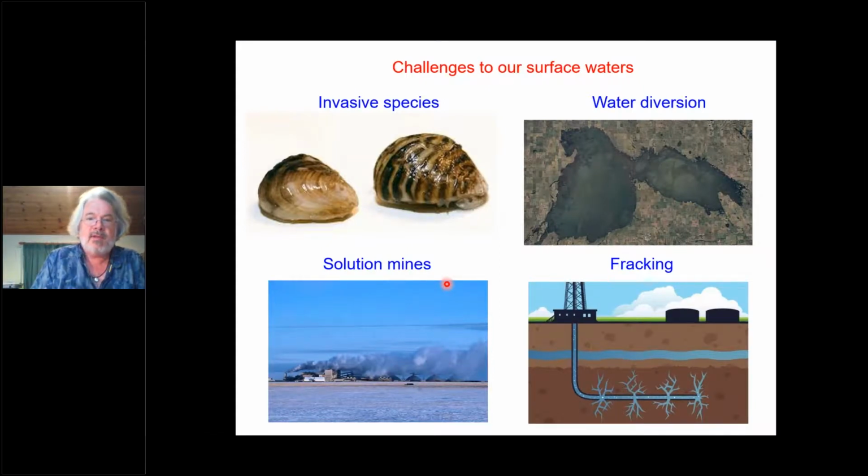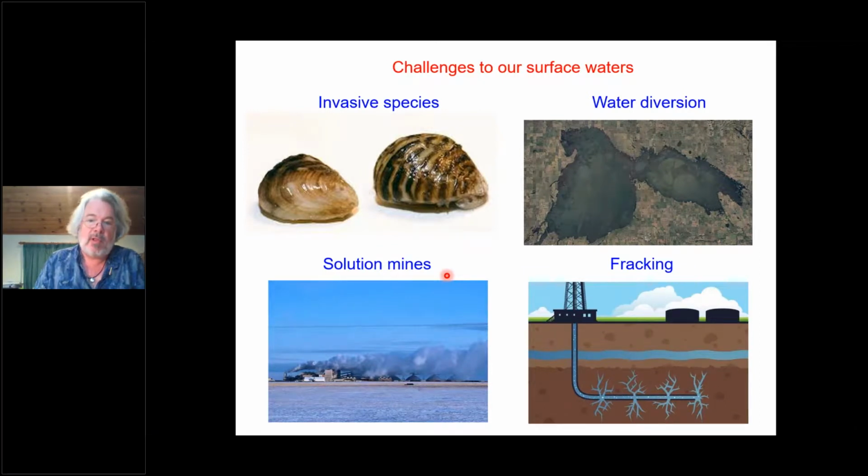To finish off then, I'm just going to point out that there are other things that we need to worry about. Southern Saskatchewan currently has the potential, if not the occurrence, of invasive species such as zebra and quagga mussels. We have issues relating to water diversion. We have industrial extractions for solute mines, potash mines. And then we have a rise in fracking. Each of these things is incredibly important and is something that we need to get ahead of if we're to protect the water in the system.